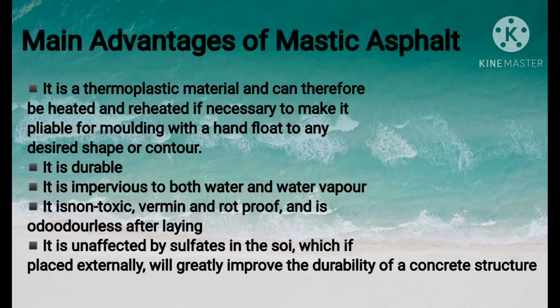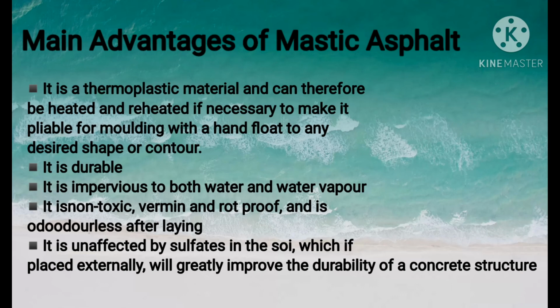One of the membranes used in membrane waterproofing is mastic asphalt. It has main advantages among all the membranes used in this type of waterproofing. First, it is a thermoplastic material and can therefore be heated and reheated if necessary to make it pliable for molding with a hand float to any desired shape or contour.